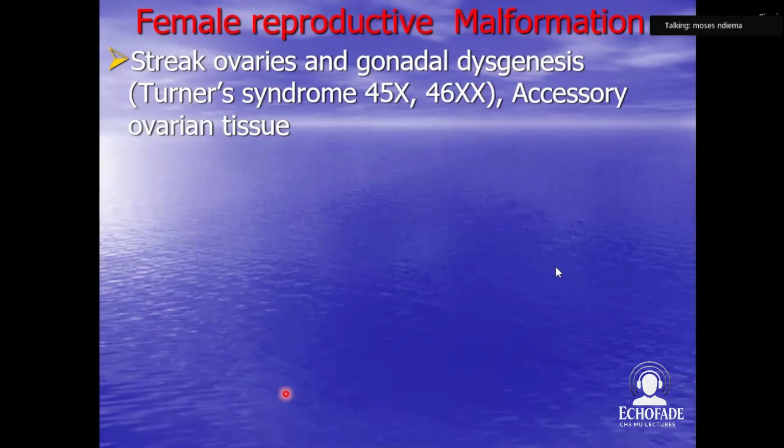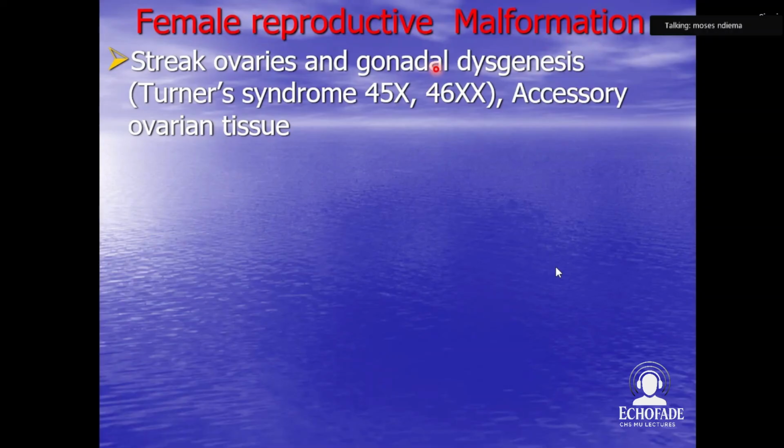What can go wrong during this development? We have what we refer to as streak ovaries. Remember, the ovaries are also developing under the influence of hormones, and also under the genes. The genes direct the development of the ovary. So we can have malformations of the ovary. We have what we call streak ovaries, which are poorly developed ovaries, and also what we call gonadal dysgenesis, where the ovary is very poorly developed, underdeveloped.